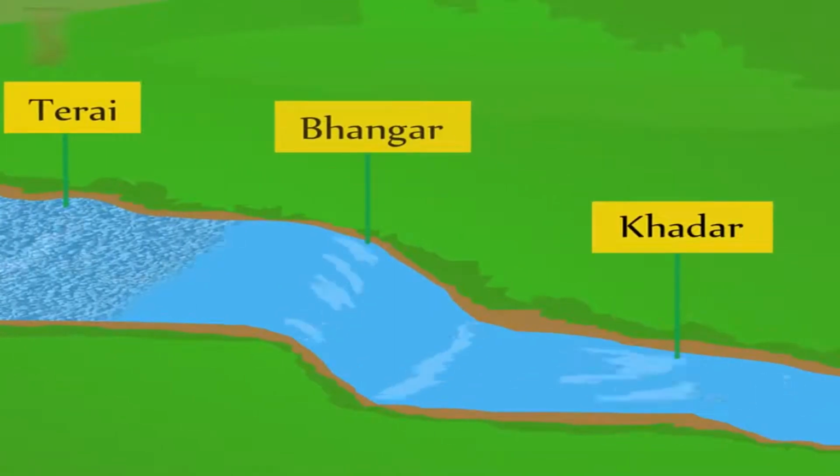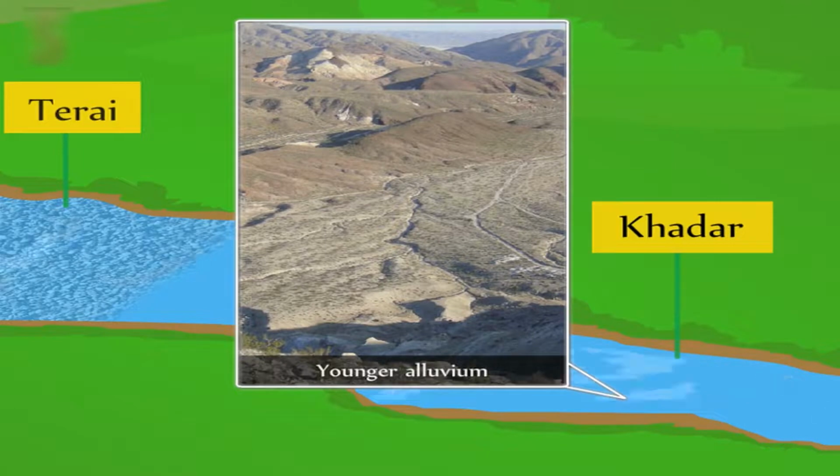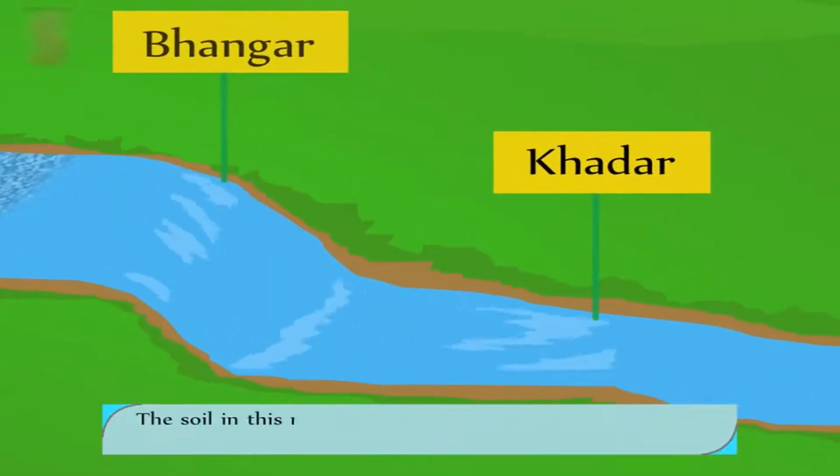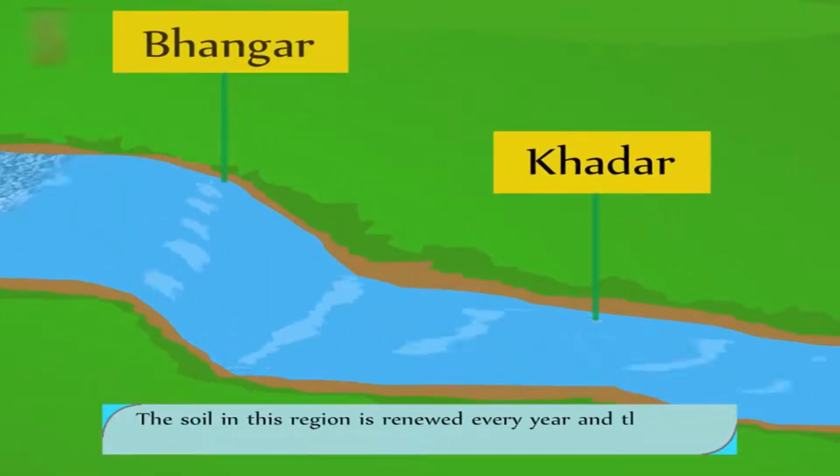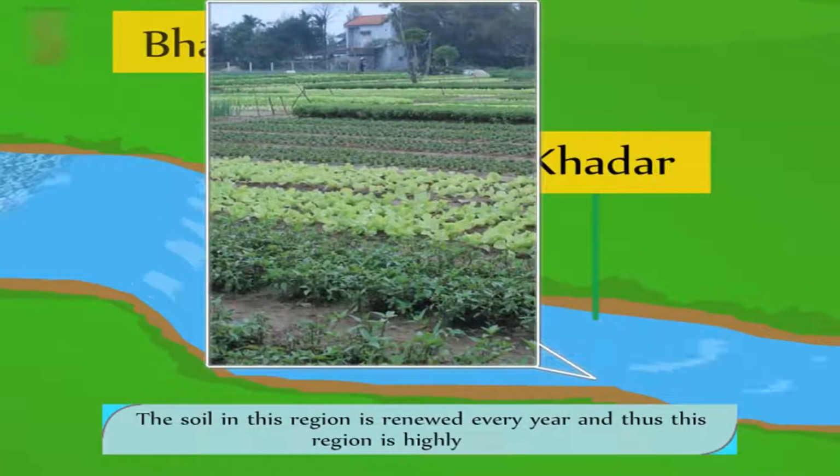D. Khadar. The Khadar plains are formed by younger alluvium. The soil in this region is renewed every year and thus this region is highly fertile.